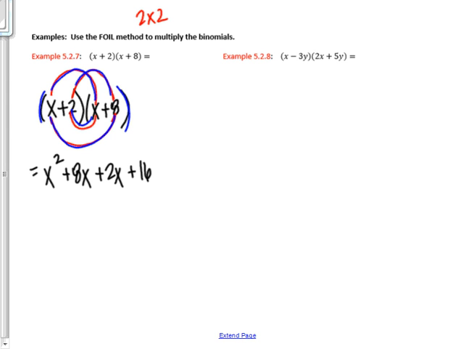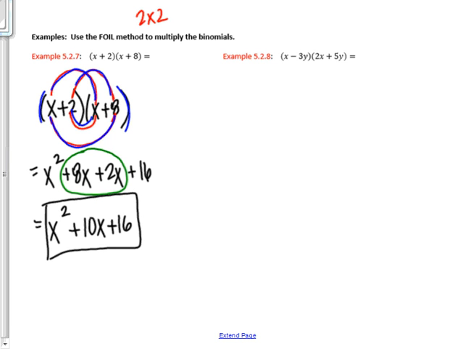Now, check and see if you have any like terms. Most of the time, not all the time, but most of the time the middle will go together, and definitely in the ones that we do. So we would get 10x plus 16. All right, so let's do this one the same way.